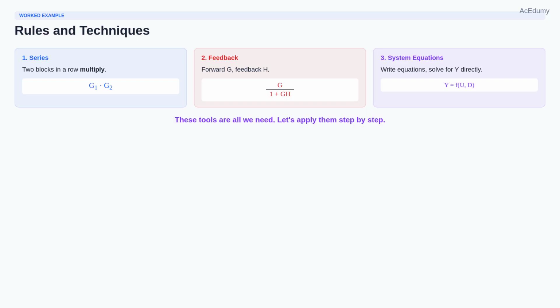Before we start, let us recall the block diagram rules we will use. Rule 1. Series connection. 2 blocks in a row multiply. G1 followed by G2 gives G1 times G2. Rule 2. Negative feedback. A forward path G with feedback H gives G over 1 plus GH. And we will also use a third technique, writing the system equations directly and solving for the output. These tools are all we need.